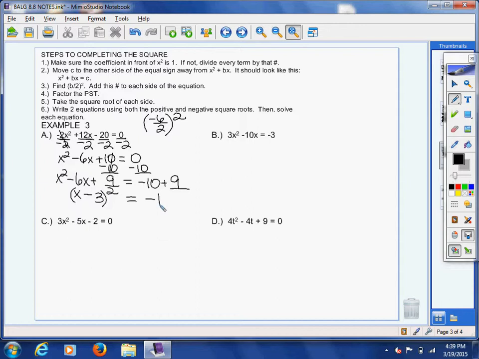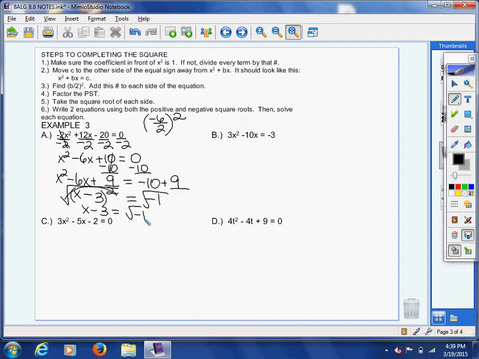Okay, so now what we're going to do is we're going to move into step 5. We're going to take the square root of each side because we want to undo that square. We're trying to free the x, get it out from underneath that. And we can do that by taking the square root. So now we have x minus 3 is equal to the square root of -1. Now in Algebra 1, you can't take the square root of a negative number. There is no number times itself that'll give you -1.